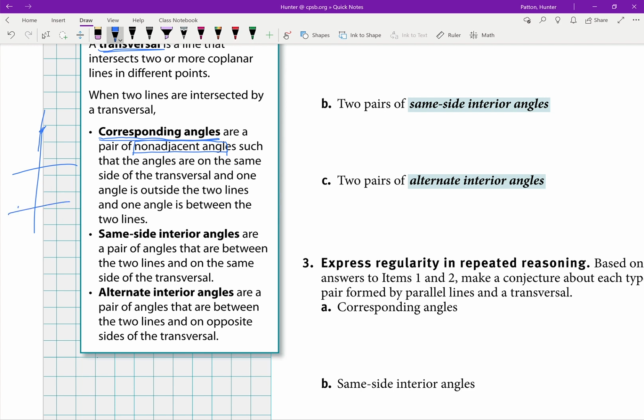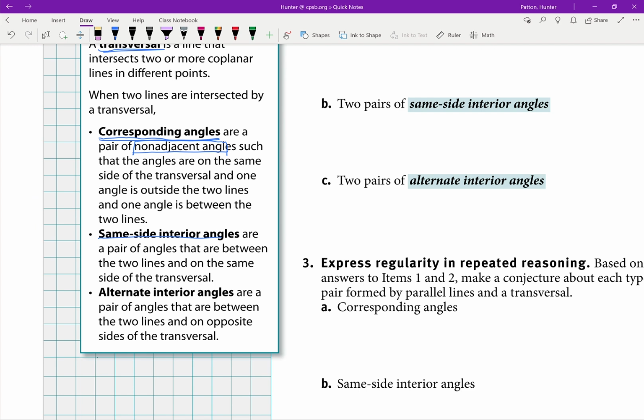Anyway, next, same side interior angles. You see, same side kind of gives away some of the properties of these angles. Same side interior angles are a pair of angles that are between the two lines and on the same side of the transversal. So I know they're between the two lines. These two angles are one pair of same side interior angles because they are on the same side of the transversal and in between the other two lines. Our other pair would be these two because they're on the same side and in between the two lines.